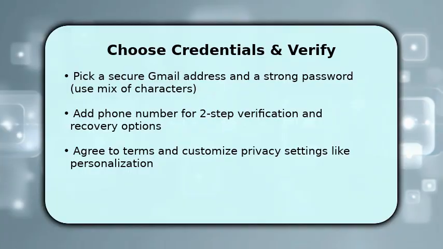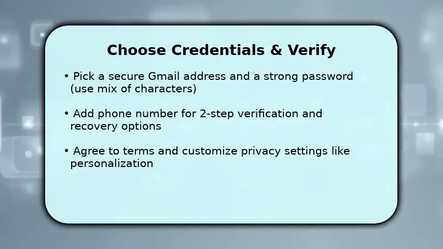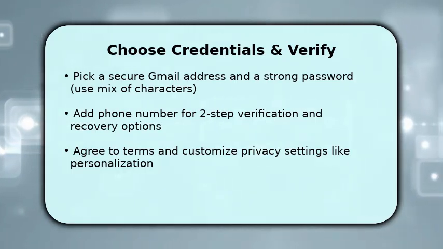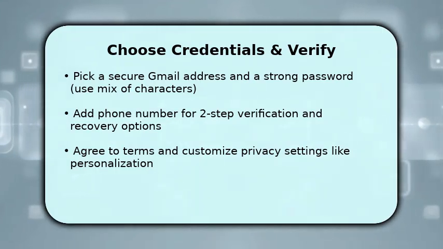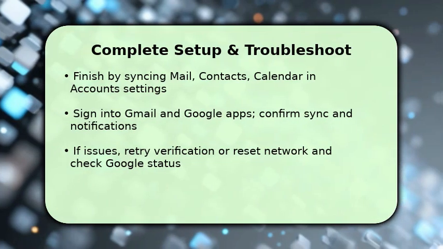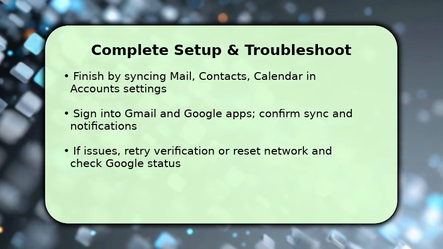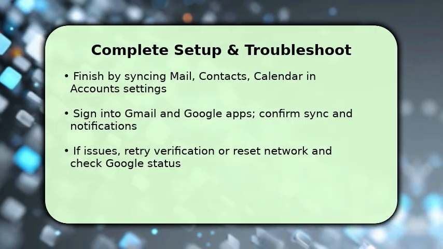Once you receive the verification code, type it in to confirm. Then review Google's privacy and personalization settings and toggle what you want enabled. Make sure to read each option so you know how data is used and personalized. Finish the setup by enabling sync for mail, contacts, calendar, and accounts so your data appears across apps. Sign in to Gmail and other Google apps to confirm everything syncs and notifications arrive.